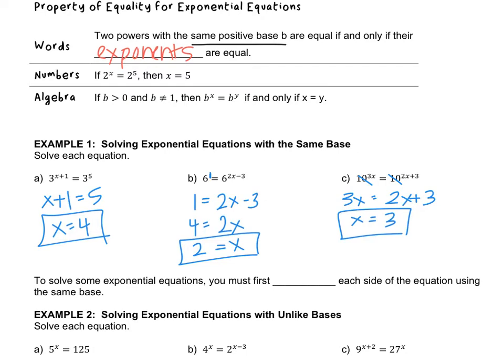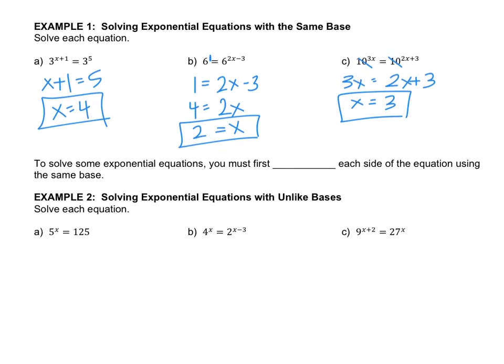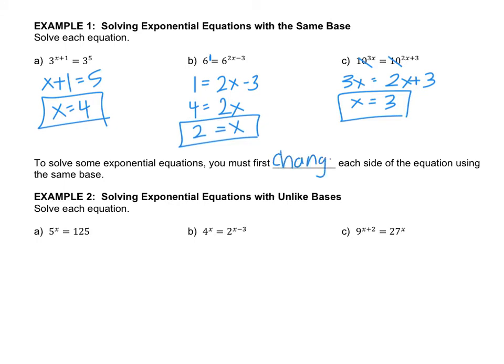Now, like I said, you can only solve these when the bases are the same. So if you look down in example 2, we have some expressions where the bases are not the same. So you might say, oh, well, I can't solve that. The way that you can solve it is by making the bases the same. So in order to do this, we must first change each side. Well, maybe not each side, but at least one side to have the same base.